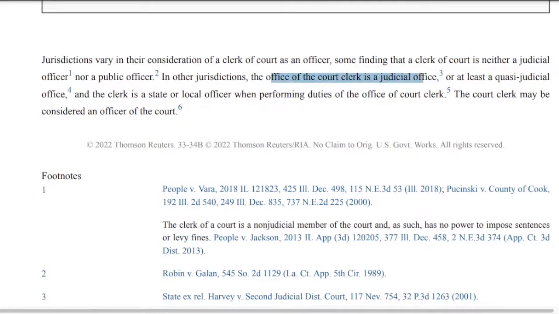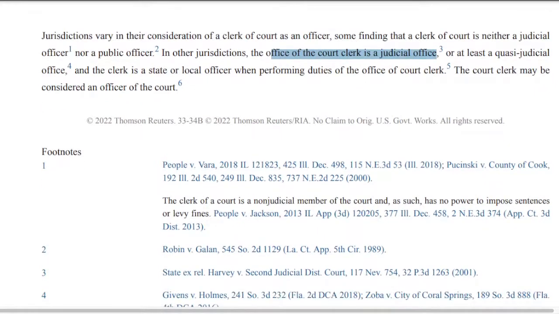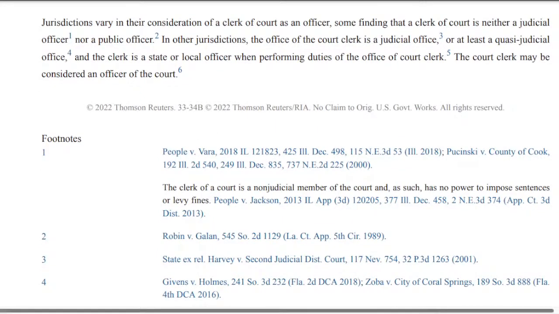Other jurisdictions, that is the court clerk is a judicial office, and that's number 3, and that's State Second Judicial District, Nevada, 2001. Or at least a quasi-judicial office. That's number 4, and that's Florida 4th District Court of Appeals, 2016. Zoba versus City of Coral Springs. I wonder what that case is. 4th District Court of Appeals, 2016. And that's saying, or at least a quasi-judicial office. Interesting. We've got to look up this case here. Let's see. It's in the Florida Reporter, right?